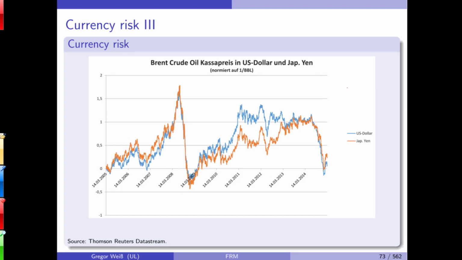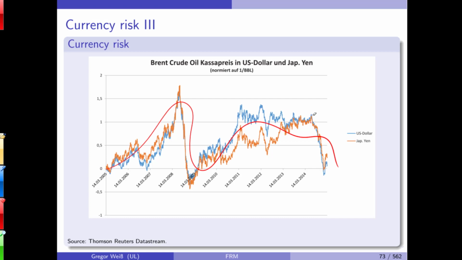This is the spot price of crude oil, Brent crude oil, the same commodity, just in dollar and yen. Again, normalized to start at zero in 2005. And as you can see, just because of commodity price risk, it goes up and down.